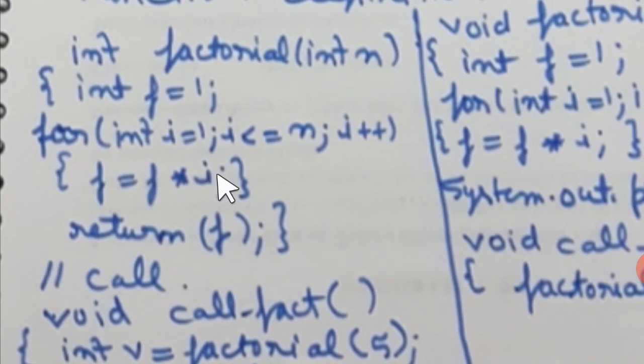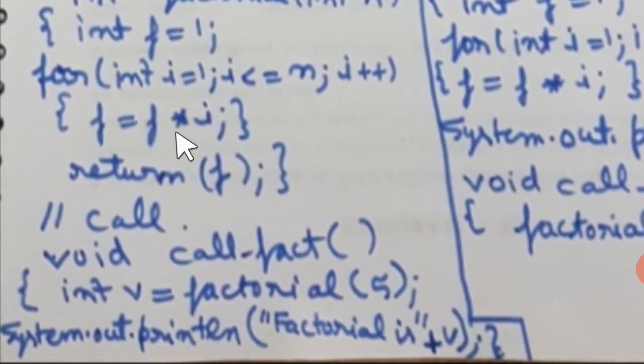So f equal to f asterisk i, semicolon. If you have any confusion regarding the factorial program, please do watch my previous video in the playlist. It is very much available on how to calculate the factorial. Okay. Now students, after that, return f. So it will return the factorial. All right. Such a function is invoked in this way. So I have shown you a function call.